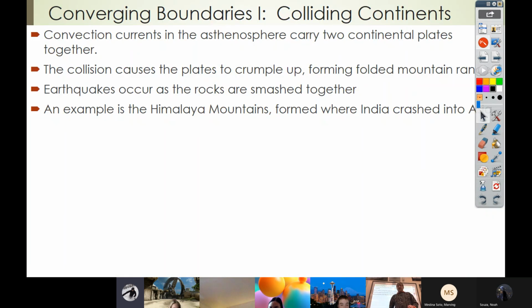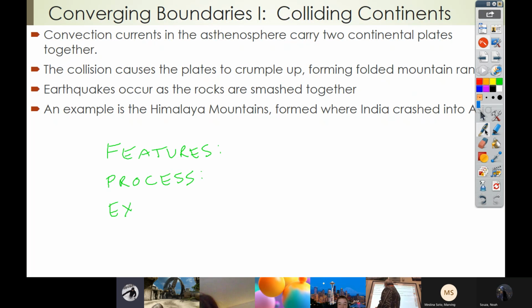Okay, so let's look at this and we'll figure out some things to write down. Remember, we're looking for features, we're looking for the process, and we're looking for examples, right? We're looking for those three things. In fact, you could write those three things on your paper right now, because we want to find features of colliding continents. We want to find the process that occurs. And we want to find examples of where this is happening. So we're looking for these three things. All right, here we go.